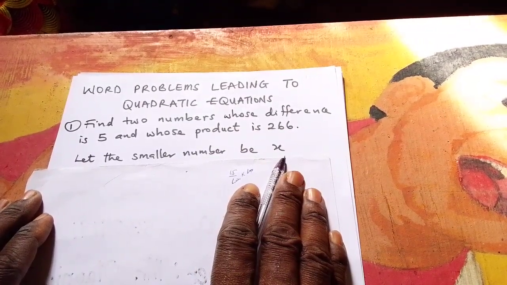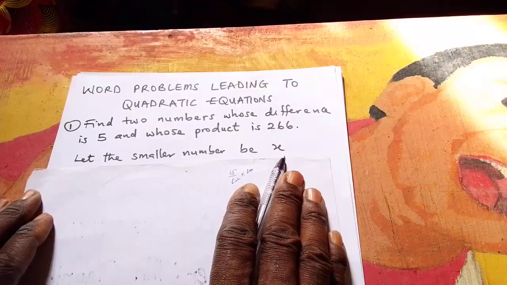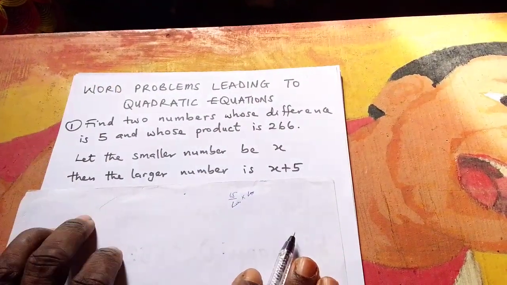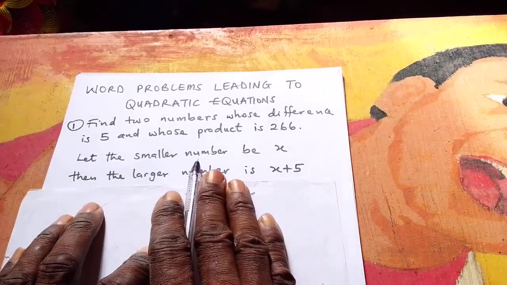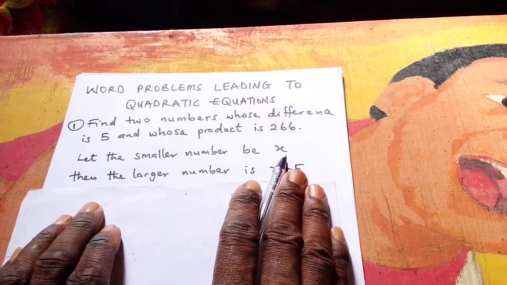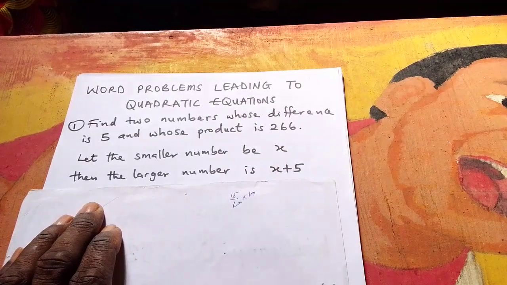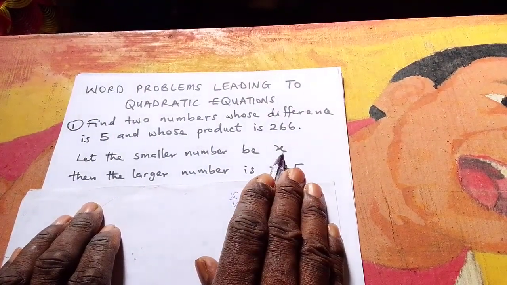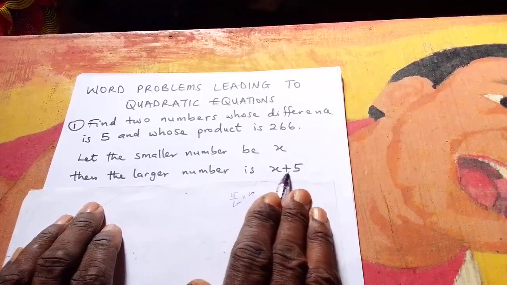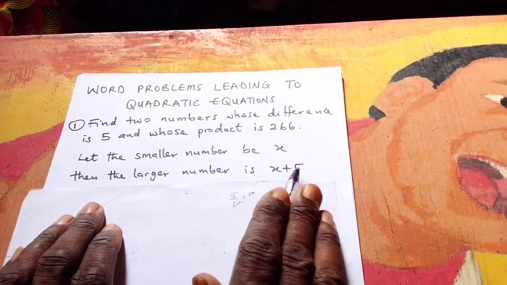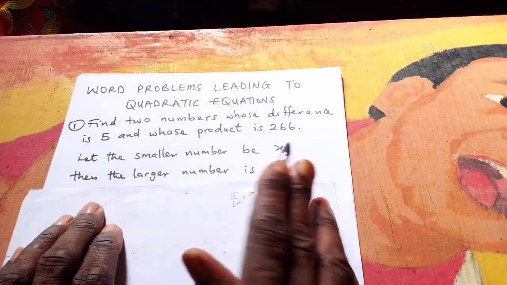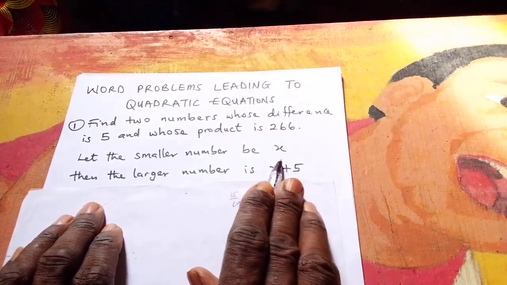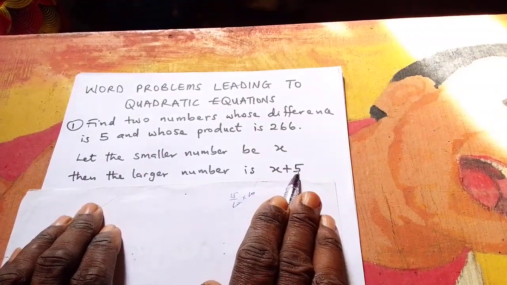Since their difference is 5, we need to add 5 to x to get the larger number. So if the smaller number is x, the bigger number will be x plus 5. If you subtract 5 from x plus 5, you get x back. So the first number is x and the bigger number is x plus 5.